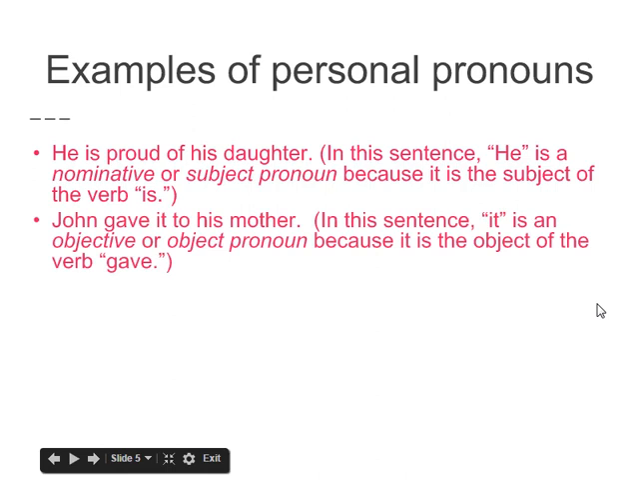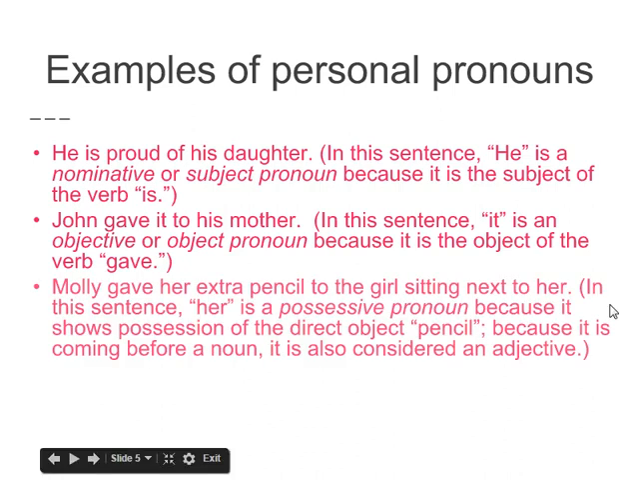Second example, John gave it to his mother. In this sentence, it is an objective or object pronoun because it is the object of the verb gave, right? Molly gave her extra pencil to the girl sitting next to her. In this sentence, her, at least the first her, is a possessive pronoun because it shows possession of the direct object, pencil. Because it is coming before a noun, it is also considered an adjective.